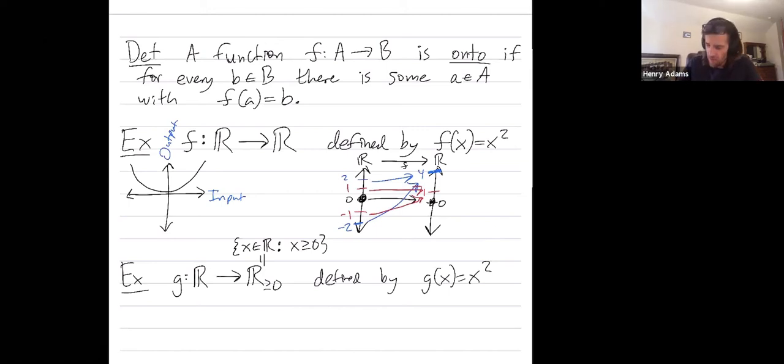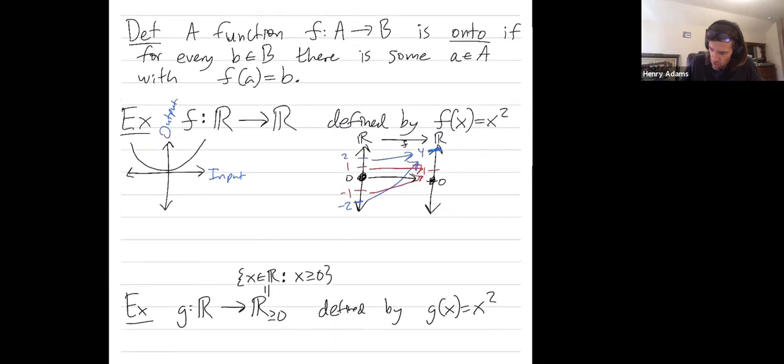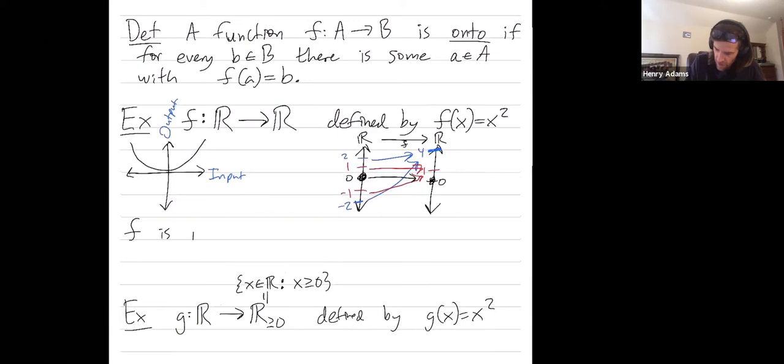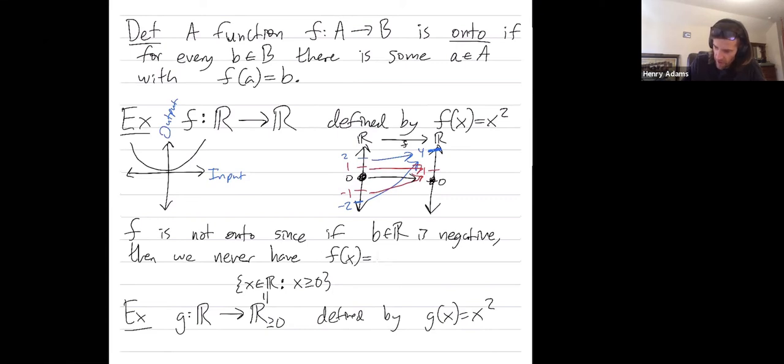I don't know if that's helpful or not, but you'll see that no negative numbers ever get hit, right? If I choose b to be a negative number, there's never an a such that a squared is equal to a negative number. So because these negative numbers never get hit, that's why f is not onto. Let's write that out. f is not onto since if b is negative, then we never have an input, f of x, which is equal to x squared, that can never be equal to this negative number b.